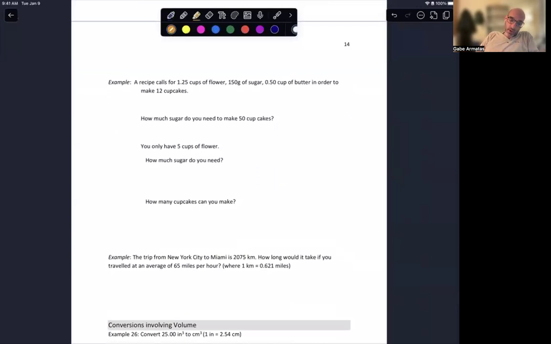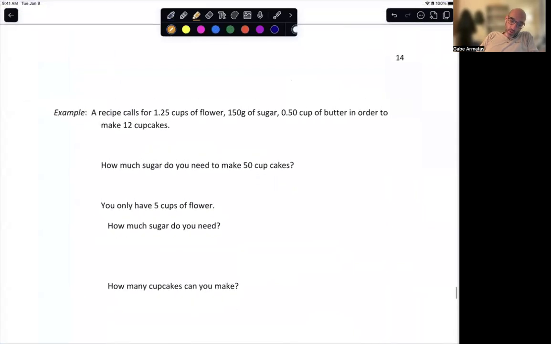So we know that for 1.25 cups of flour, I'm going to need 150 grams of sugar. So those are equivalent to one another. I know I need a half a cup of butter. Those are equivalent to one another, and 12 cupcakes. So we can start with any one of these and we can convert to the other. For example, how much sugar do you need to make 50 cupcakes?